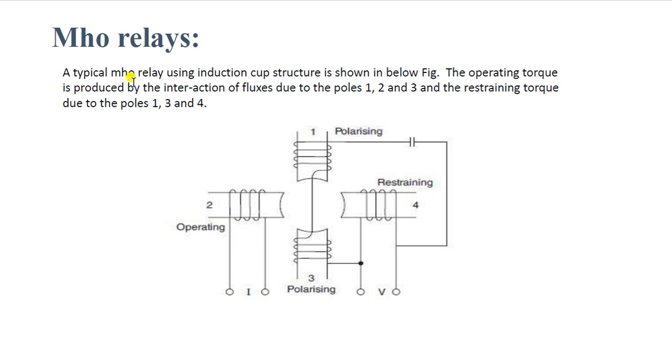Mho relay. A typical Mho relay using induction cup structure is shown below. The operating torque is produced by the interaction of flux due to poles 1, 2 and 3, and the restraining torque due to poles 1, 3 and 4. That is the diagram for the Mho relay. That is the restraining coil, that is polarizing, that is operating.